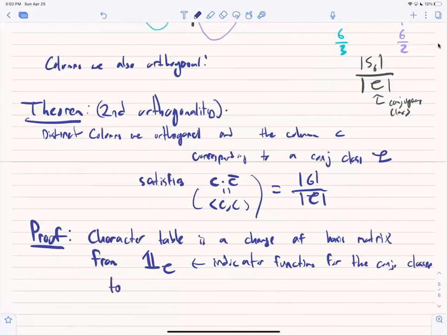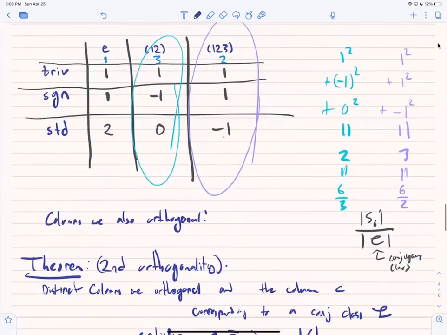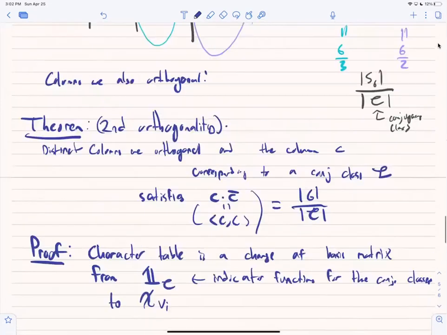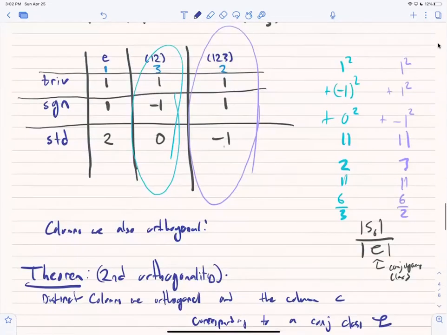To the characters. The characters of the irreps. I might have this in the wrong order. Or maybe it's, and probably what's true is, okay, so it looks like it's the transpose of the, yeah.